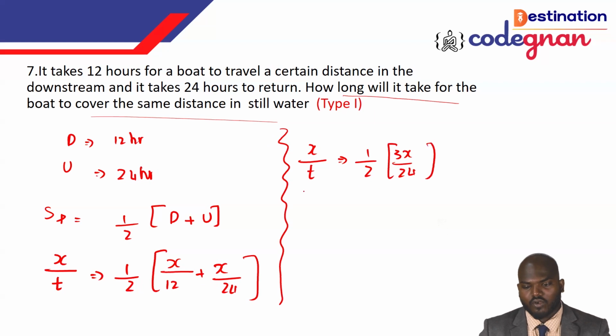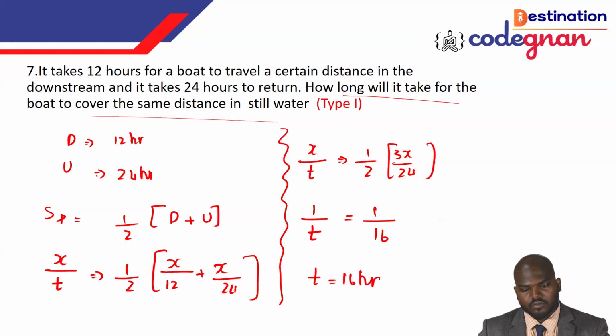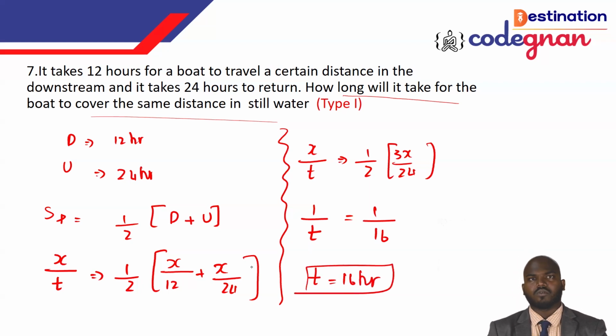That's what I can call it here. If you take it up, there is 1 by t is equal to 1 by 16. So then I can call t is equal to 16 hours. This is how you can call it here. You got it, guys? So make sure that you copy down this one and make it clear.